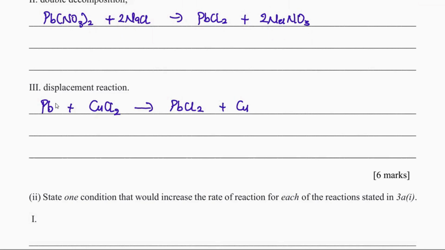So instead of using copper chloride, we can't use sodium chloride, for example, or potassium chloride or zinc chloride, because these elements are more reactive than lead. So we have to use a less reactive element than lead. We can use copper chloride, silver chloride or gold chloride, because they are less reactive than lead, so they are going to be easily displaced by lead.